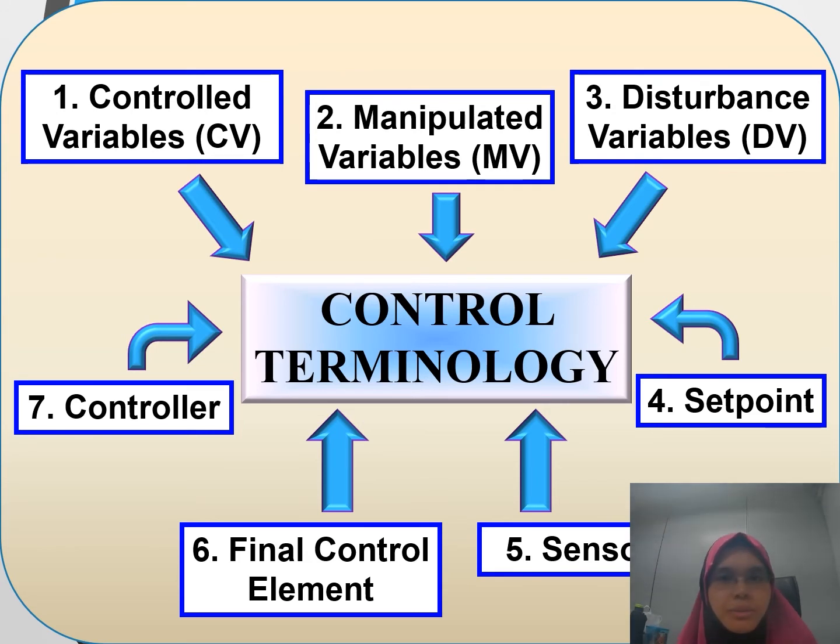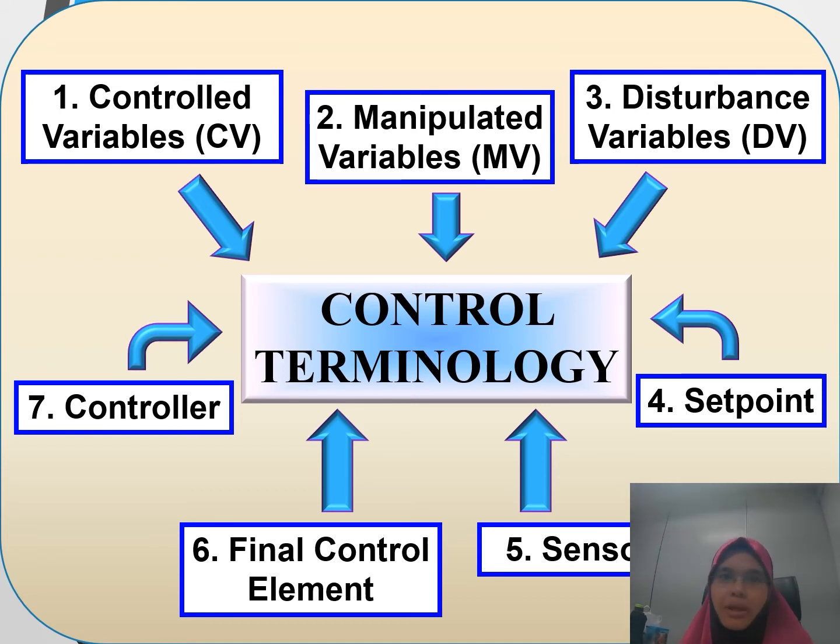What about disturbance variable? Disturbance variable is the variable that disturbs your system. But you have to identify whether that disturbance really disturbs your control variable or not. For example, let's say, again, your control variable is your temperature.